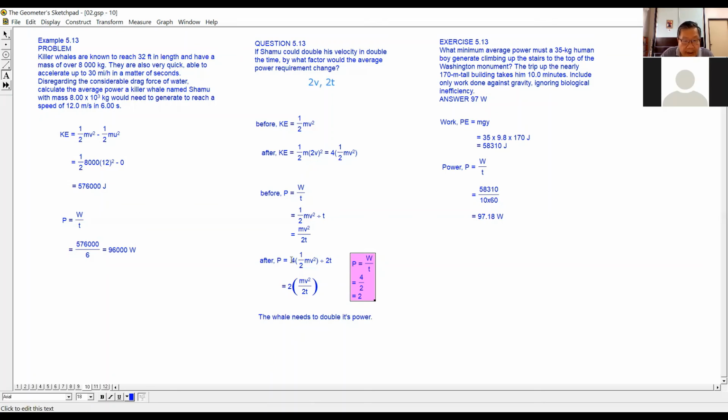So we look at the calculation here. This is the energy, right? 4 times half mv squared. Now this is the time taken, 2t. So the 4 divided by 2 is 2. The other one is the same, mv squared over 2t. So we know that the power has to be double. The wheel needs to double its power to achieve this.